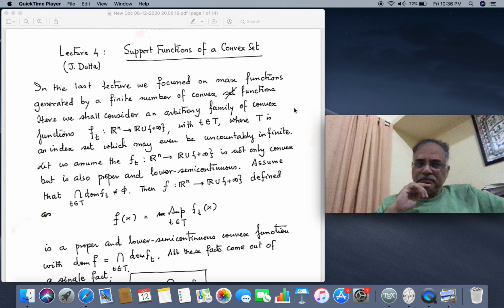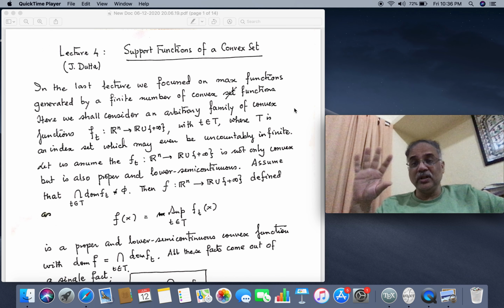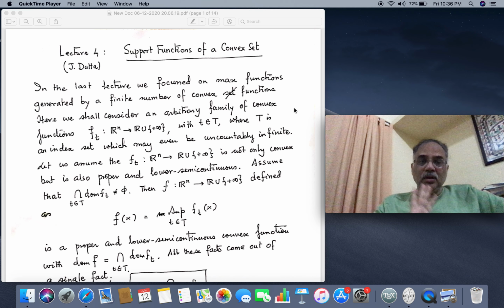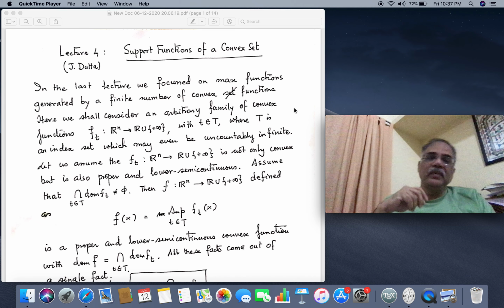Dear friends, today we are going to talk about a very important class of convex functions called the support functions of a convex set. In the last lecture we had studied convex functions which are expressed as the maximum of a finite number of convex functions, irrespective of whether those functions are smooth or non-smooth. We studied those classes of functions, studied the subdifferential, and applied them to find KKT and all kinds of things.